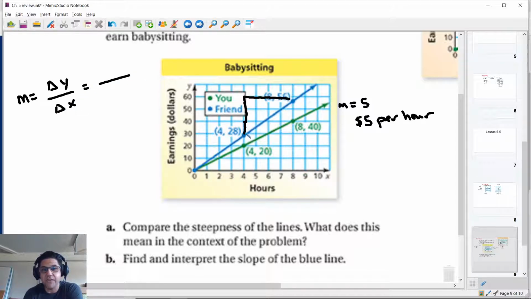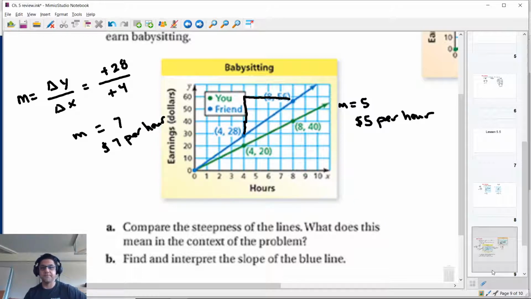Now, if you remember, the slope is the change in y over the change in x. So how does a 28 change into a 56? One more time, because I'm starting on the left one. How does a 28 change into a 56? Isn't that an increase of 28? Okay. And how does a 4 change into an 8? 4 changes into an 8 by an increase of 4. What is a positive 28 divided by a positive 4? That would be a positive 7. So the slope is 7, which is going to come out to $7 per hour.